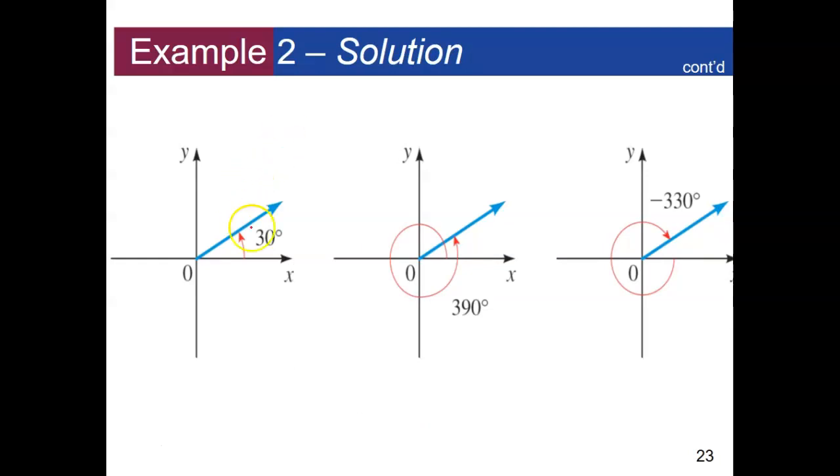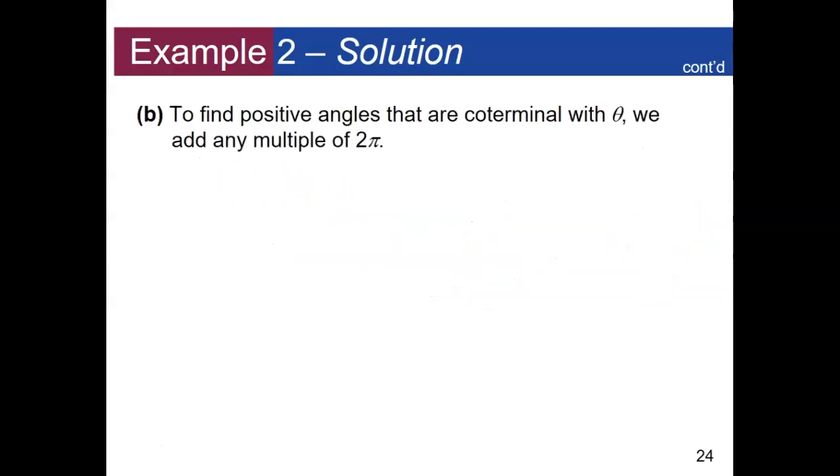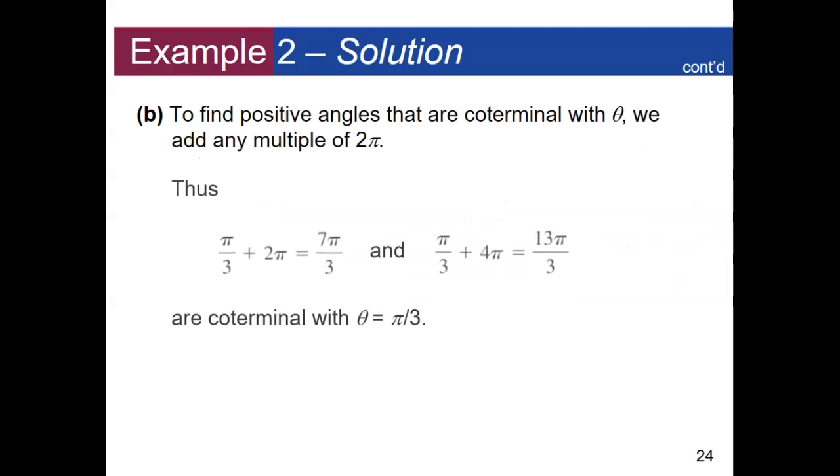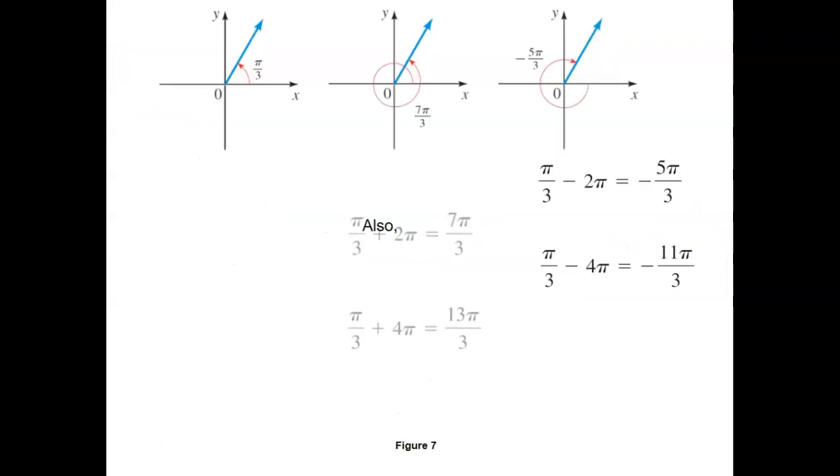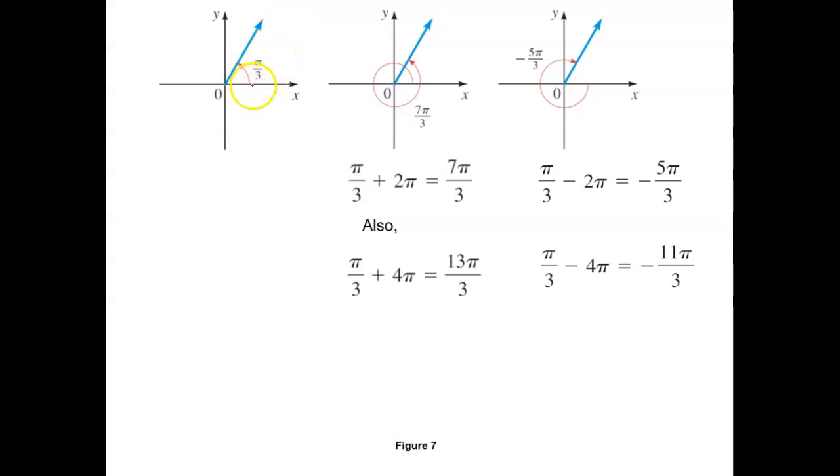Okay, so this is just showing you the 30-degree angle, the 390-degree angle, and the negative 330-degree angle all look exactly the same as far as their position on the coordinate plane. Same thing with these pi over 3s. So pi over 3, 7 pi over 3, and negative 5 pi over 3 all end up at the same location as well.